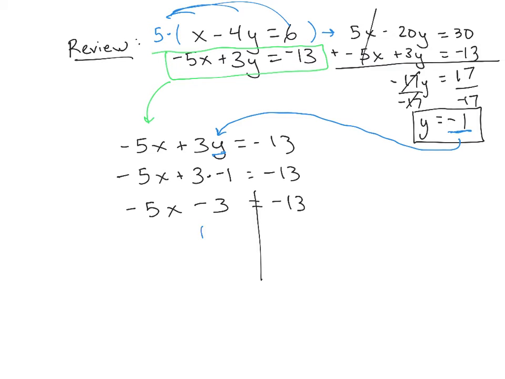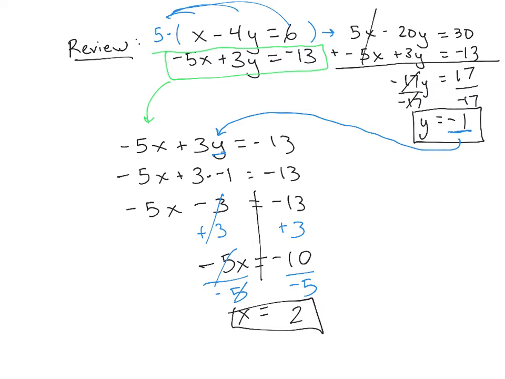So I got to move that minus 3 by adding 3. And negative 13 plus 3 makes a negative 10. So negative 5x equals negative 10. Then I can go ahead and divide through by a negative 5. And negative 10 divided by negative 5 is going to make a positive 2. So I get x equals 2. Hopefully you got that.